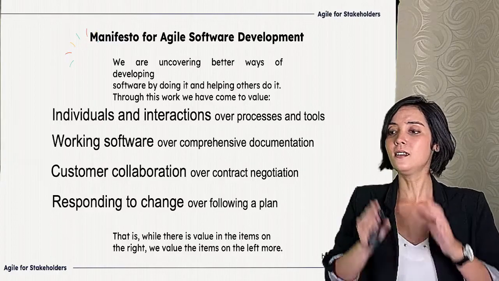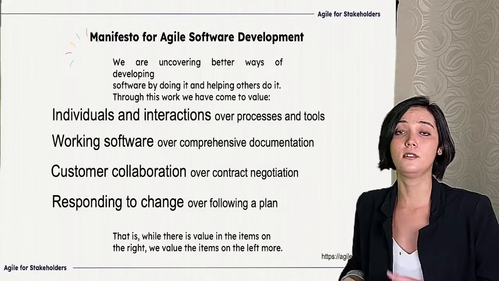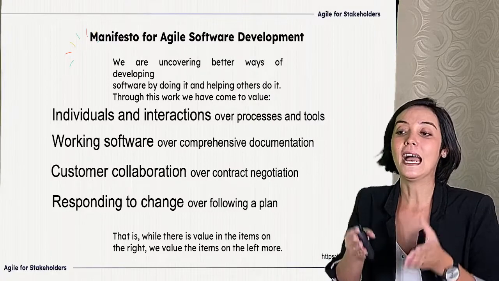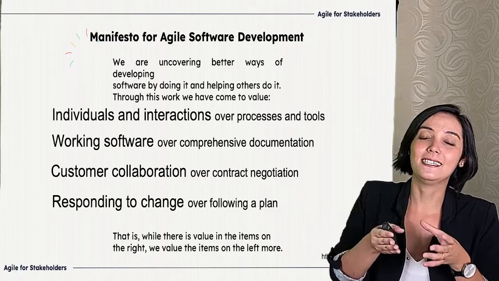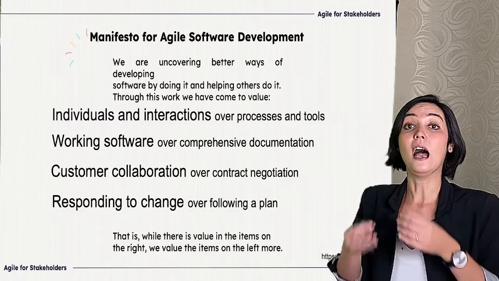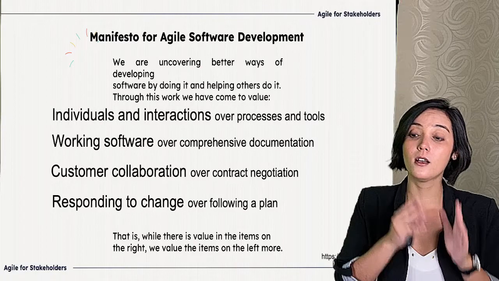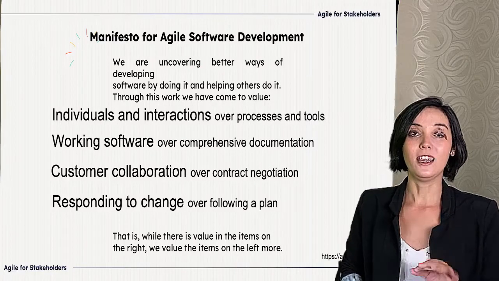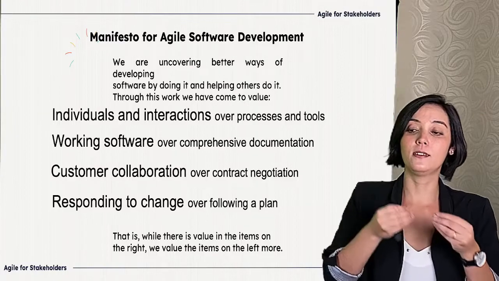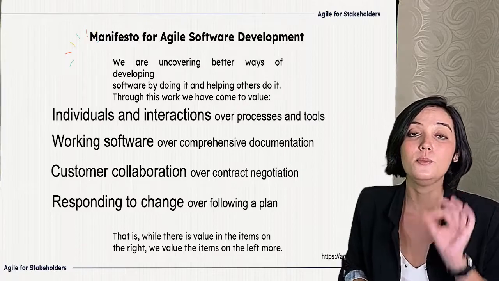That is, while there is value in the items on the right, we value the items on the left more. So it doesn't mean that you don't need to worry about processes and tools, comprehensive documentation, contract negotiation, or following the plan. But when we value these items, we value the items on the left more. So we value more individuals and interactions, working software, customer collaboration. This is a key value. Customer collaboration and responding to change. That's when we are agile. When we value individuals and interactions, working software, customer collaboration, and responding to change. That's how to be agile.